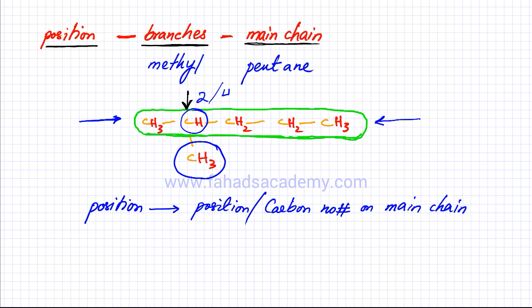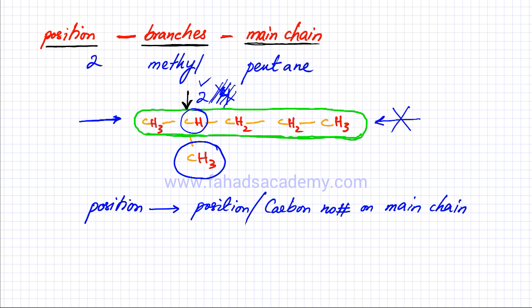And we've discussed positions before. You always count from the side which is going to give the smaller number. So you're not going to count from the right hand side because you're getting a smaller number from the left hand side. So you're going to cut this out. And you're going to take 2 as the position because it's a smaller number. So the branch is located on the second carbon atom of the main chain. So the name of this molecule is going to be, the position is going to be 2, the branch is going to be methyl, and the main chain would be called pentane.